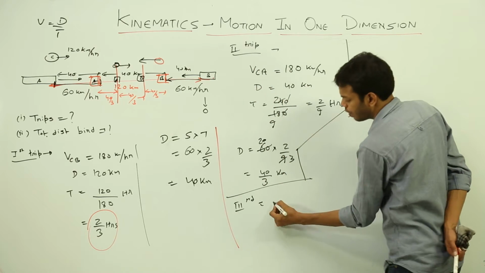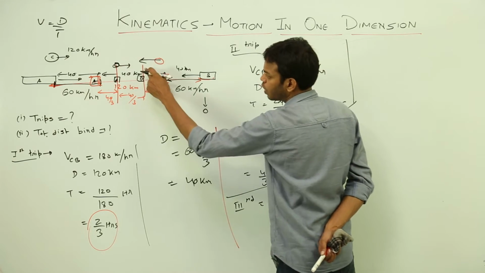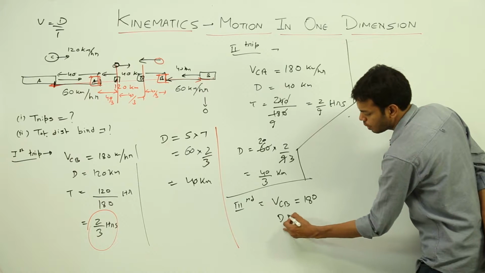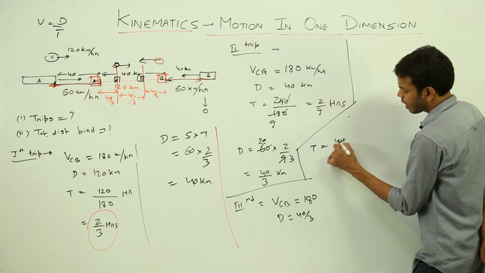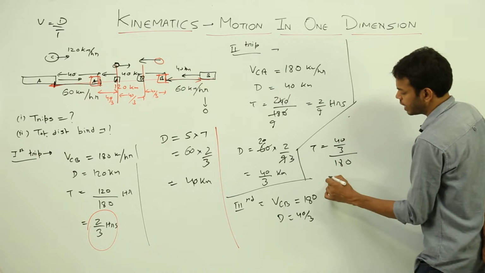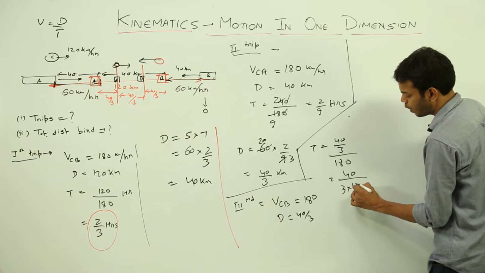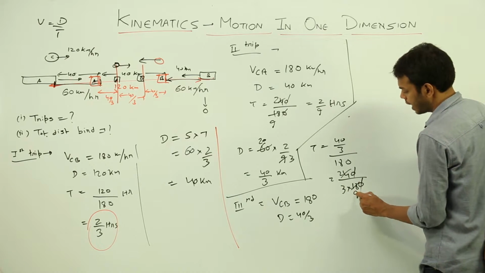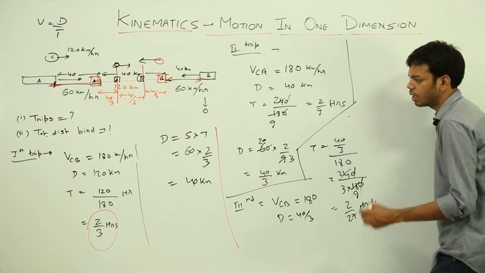Velocity of bird with respect to train B, because the bird is traveling back towards train B, will be 180 again, and the distance to be covered is 40 upon 3. So time taken would be 40 over 3 divided by 180. This will give you 40 over 3 into 180, right? This is 2, this is 9. So you are left with 2 upon 27 hours.